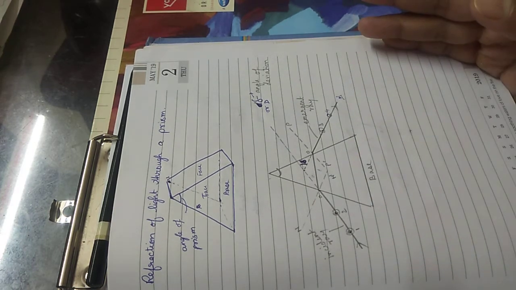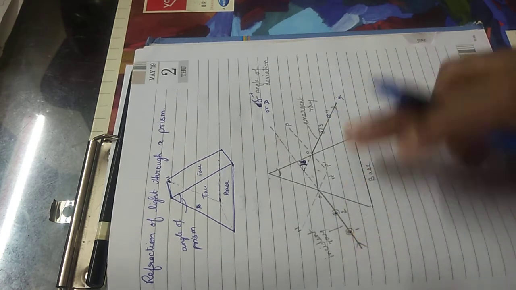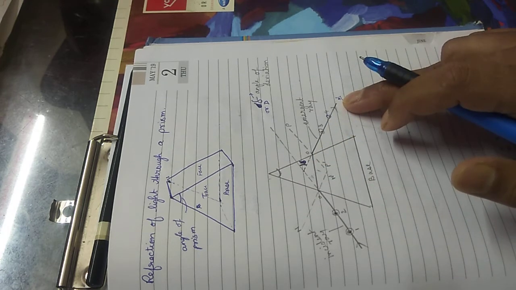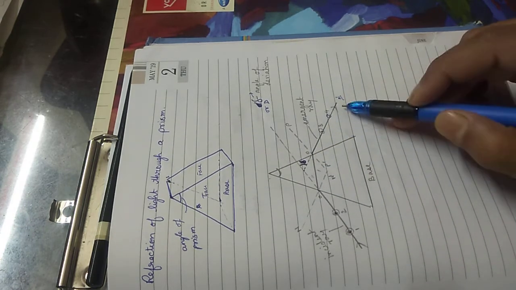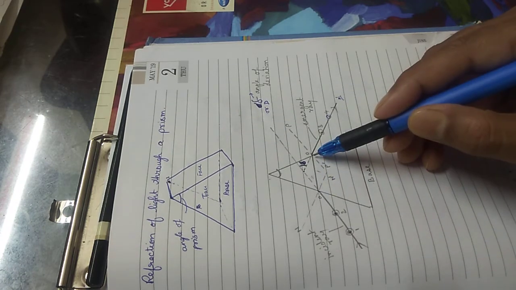We remove the prism and we put small circles around the pins. After that, we join both the points here, so this will give us the emergent ray. So this is the incident ray, this is the emergent ray, and if we connect from this point to this point, that will be the refracted ray.